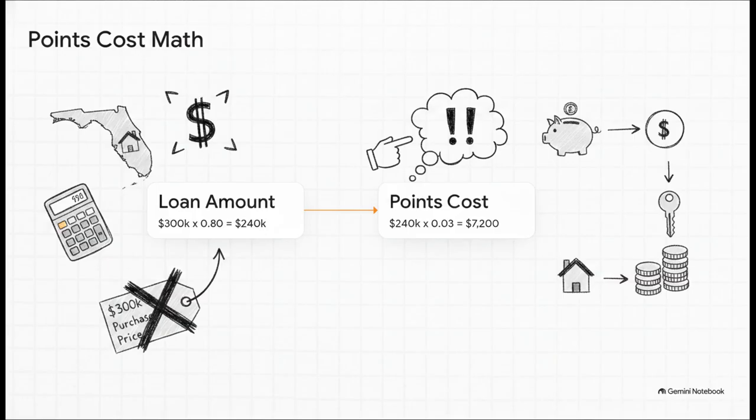First, find the loan amount. 80% of $300,000 is $240,000. Now, 3 points equals 3% of the loan. So, $240,000 multiplied by 0.03 equals $7,200. The sneaky trap here was calculating your 3% on the $300,000 purchase price. Remember, points are strictly 100% tied to the loan amount.